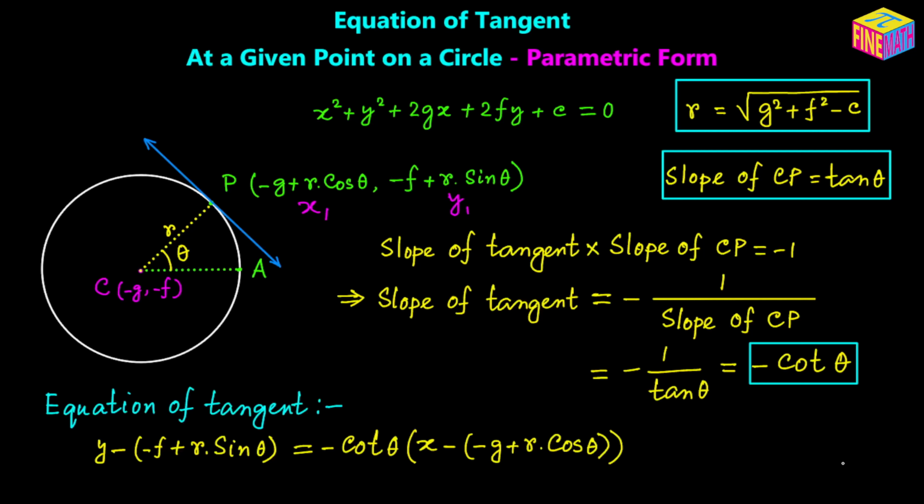That is the point slope form of the equation of a straight line, and that's exactly what I have done here. I have written here y minus the y coordinate of the point P is equal to the slope of the tangent line, which is negative cotangent of theta, times x minus the x coordinate of the point P. And next we just need to simplify this a little bit.